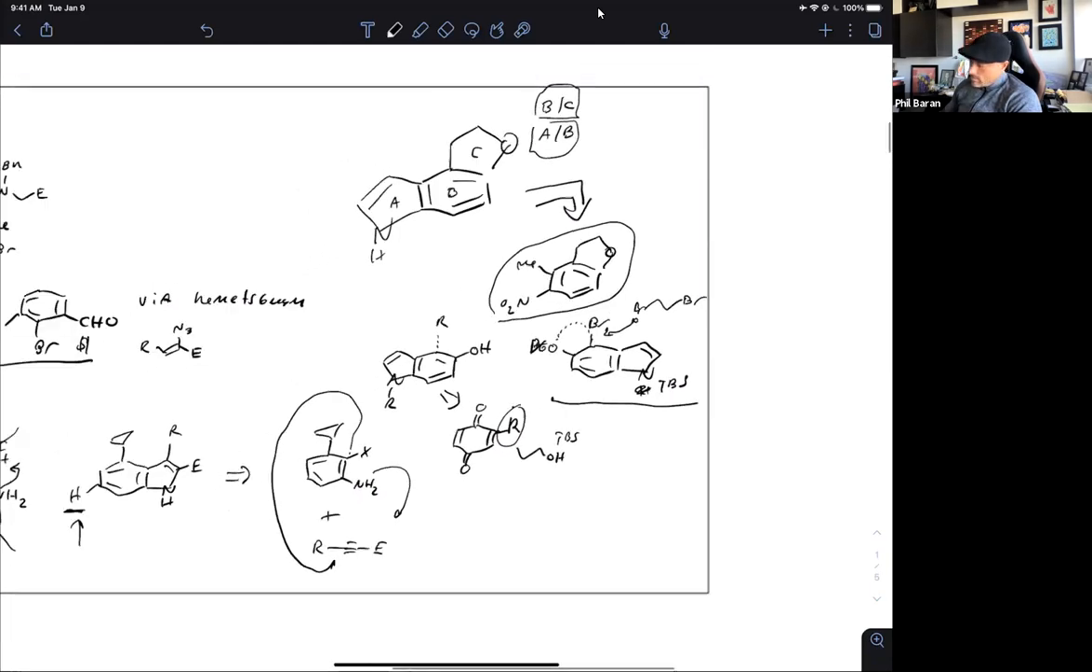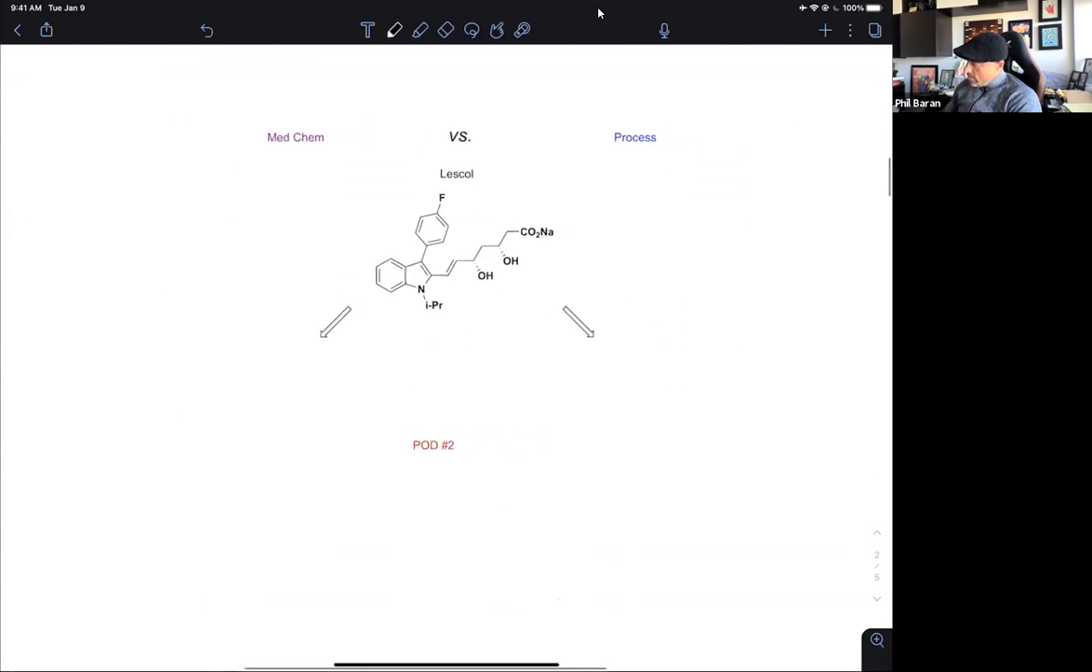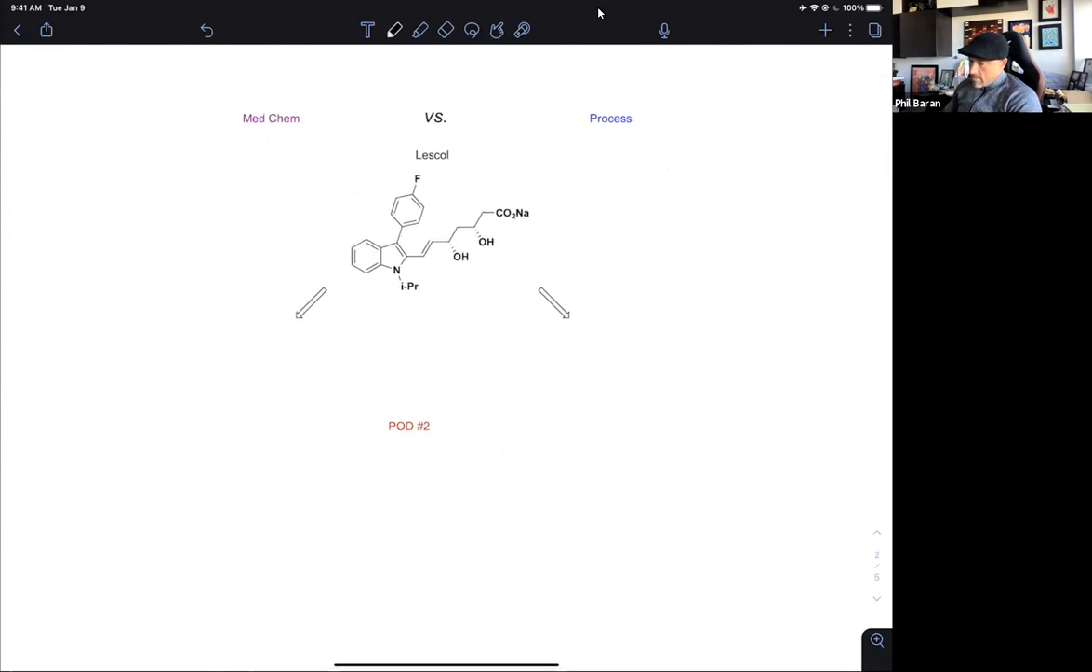Questions? All right, great. Let's go on to Lescol, a statin that was commercialized, eventually taken off the market. It wasn't as efficacious as some of the other ones out there, but it was Novartis's first inroads to the statin field. So we need ways of thinking about this compound. And in order to guide us through this, perhaps we can get Camille to give us any thoughts when she looks at this molecule.